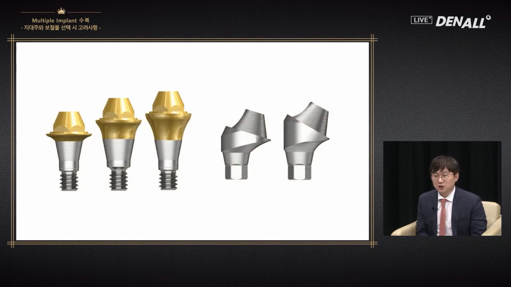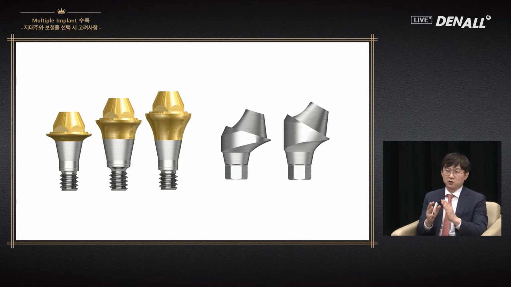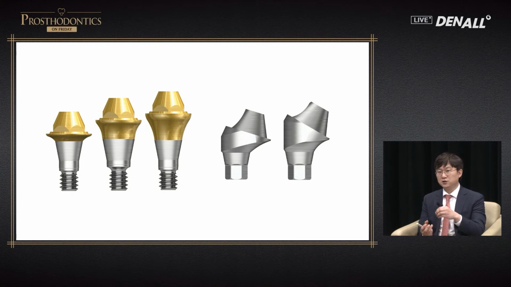Multi-unit abutments. There are straight type on the left, and it has different gingival colors, and the angled abutment with 17 degrees inclination and 30 degrees inclination. The angled multi-unit abutments on the right. The screw and abutment are separate, so two-piece abutments. On the left-hand side, those are the one-piece abutments.